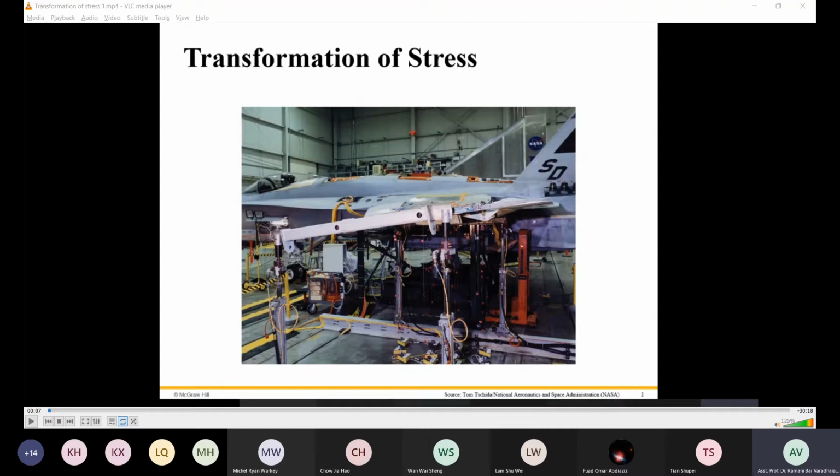Any questions? In the video that was just shown, can you imagine how the values are changing whenever the object is rotated, and the corresponding changes in the stresses? No question, no response. I take it as no question. Let me move on.